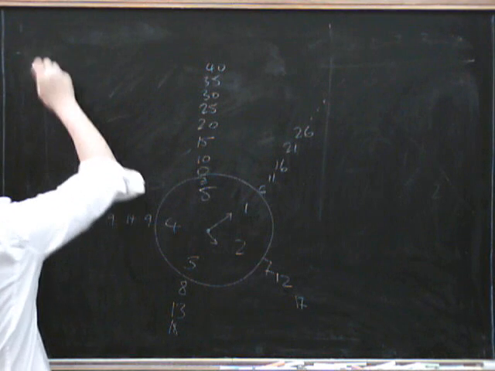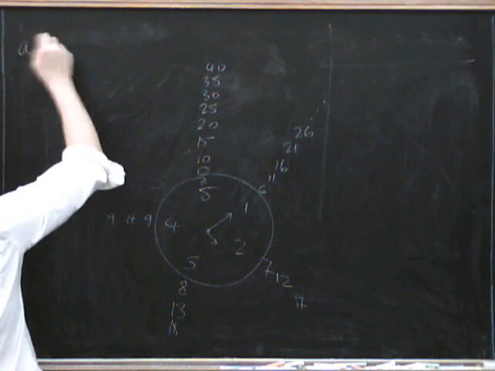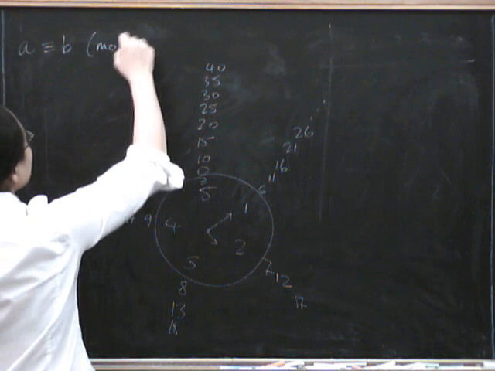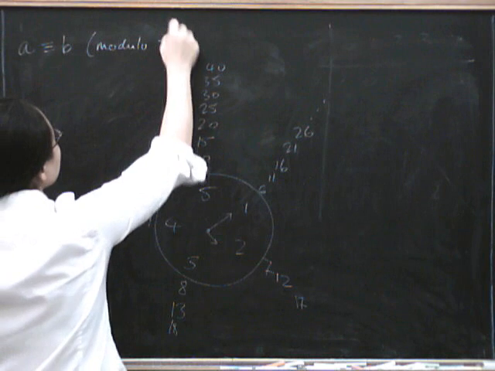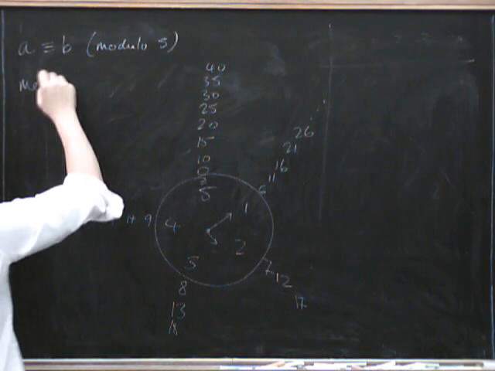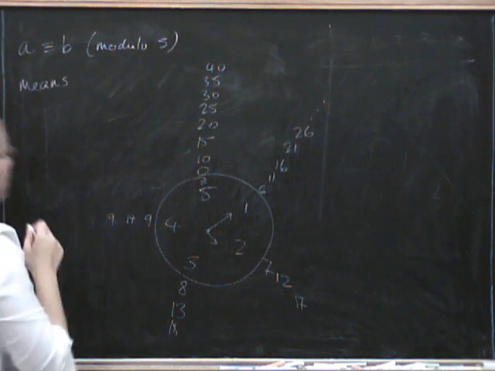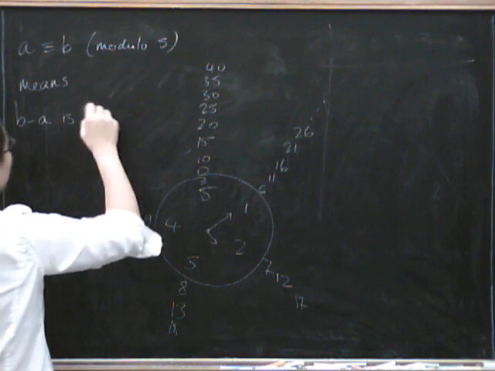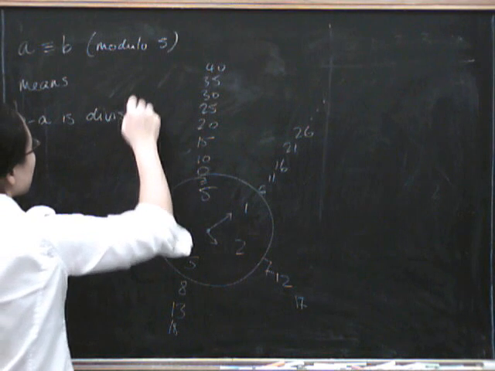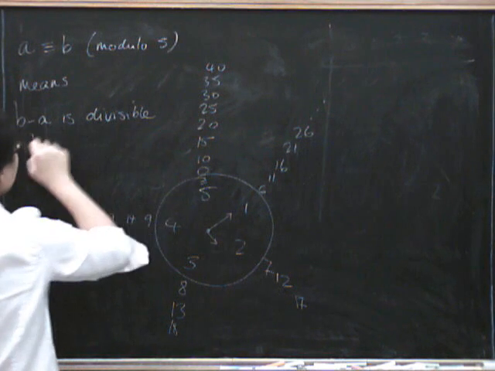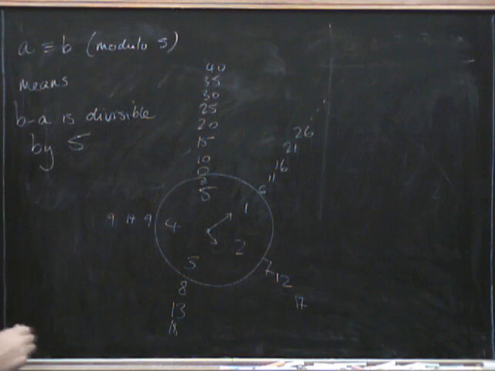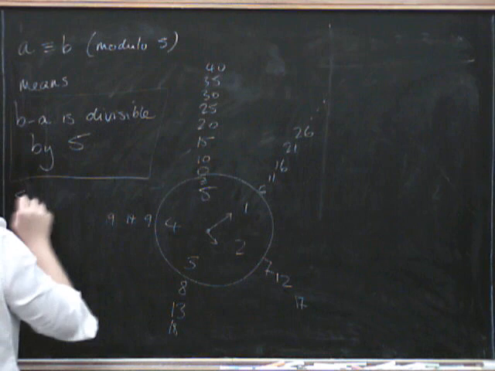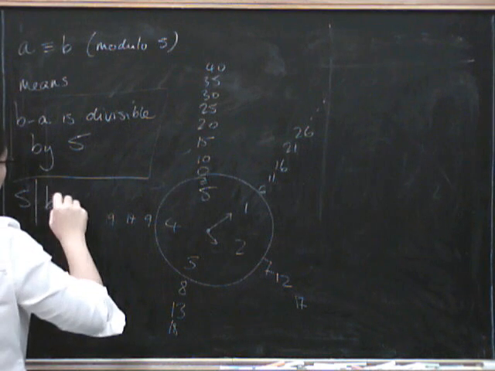So here we've said that A, we're going to call it, is congruent to B modulo 5, because we're doing a 5-hour clock. What this means is that the difference between A and B, B minus A, is divisible by 5. And this, we sometimes write as 5 divides B minus A.